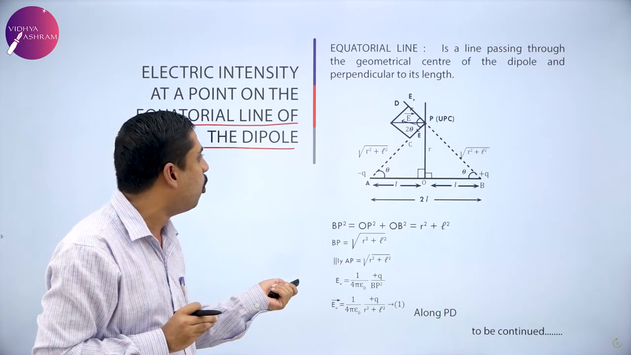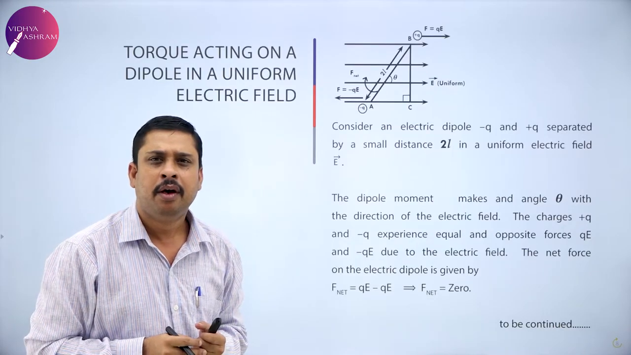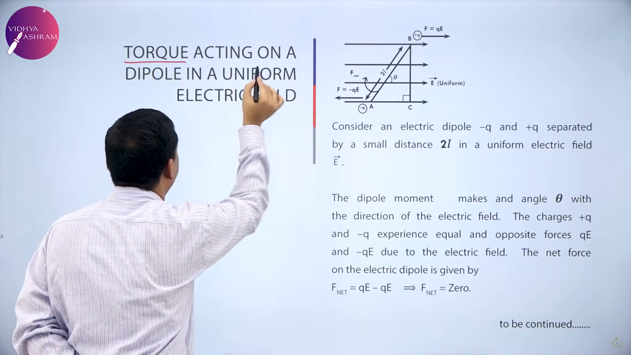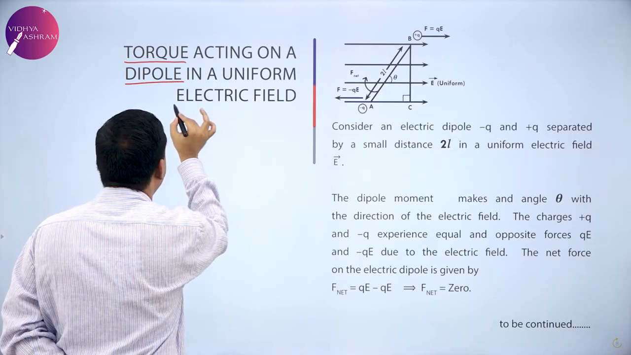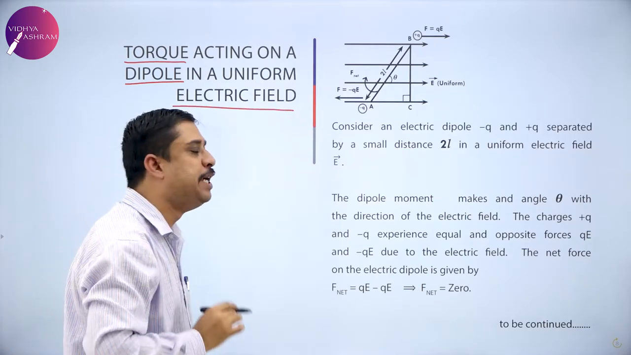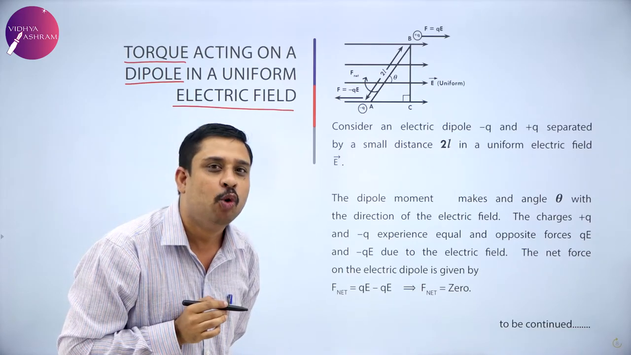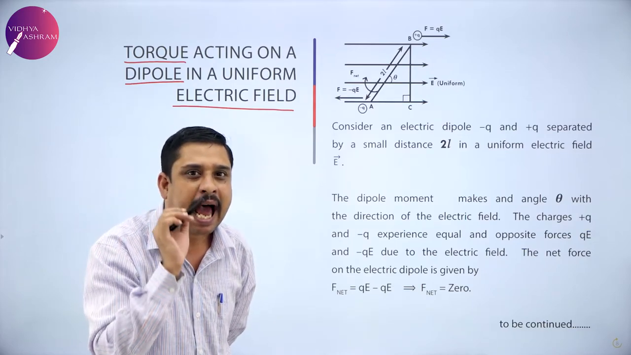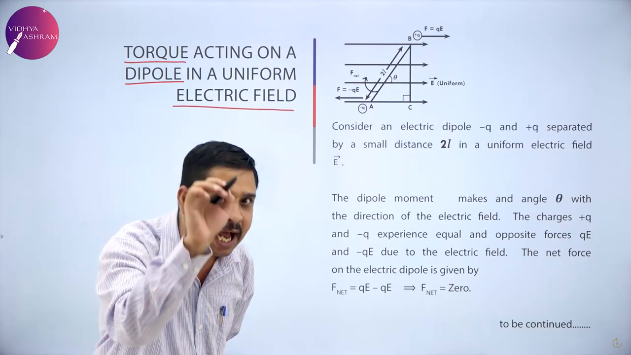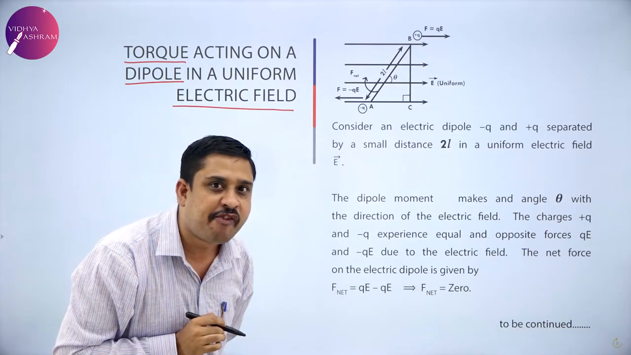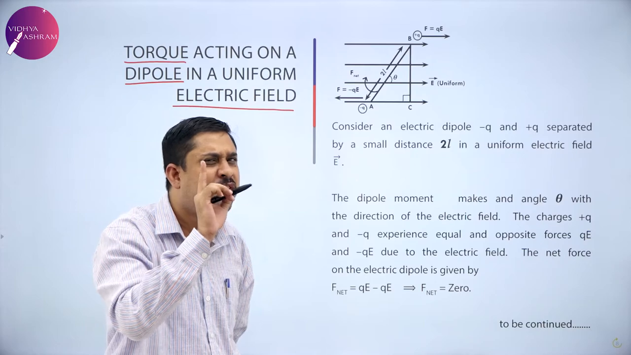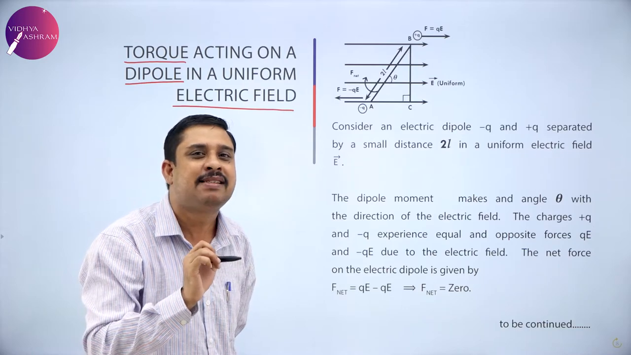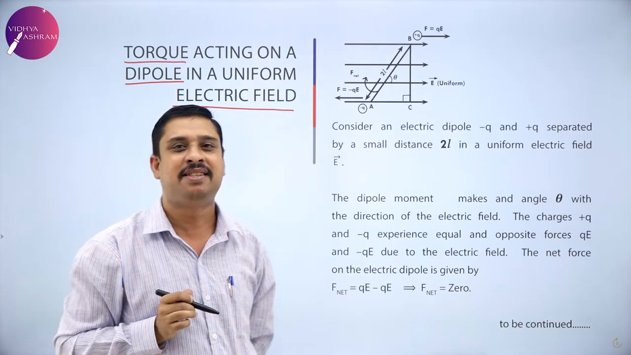Same as we did the axial line, you have to calculate the electric intensity at a point on the equatorial line of the dipole. Now, going to the next concept, again a very important one: torque acting on a dipole in a uniform electric field. I repeat, torque acting on a dipole in a uniform electric field. So my first question here is to understand what is a uniform electric field.